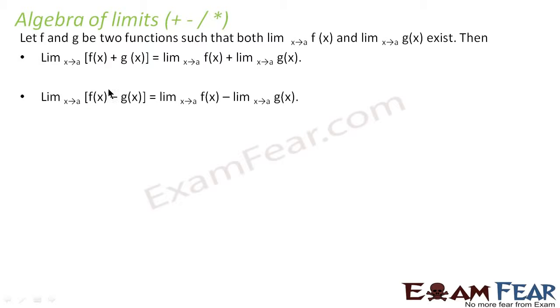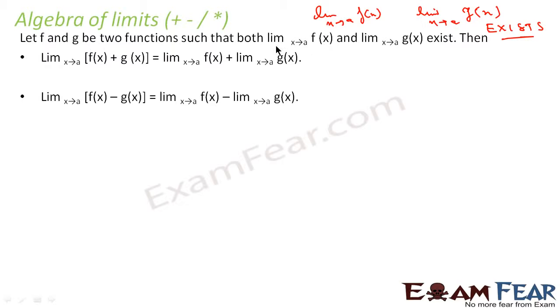Similarly, in case of subtraction, you subtract these two functions f(x) and g(x), and the limit of f(x) minus g(x) as x tends to a is equal to the limit of f(x) where x tends to a minus the limit of g(x) where x tends to a. Please note, in both the cases for f(x) and g(x), the limit exists at the same point a. If both these values exist, then only this formula is true.